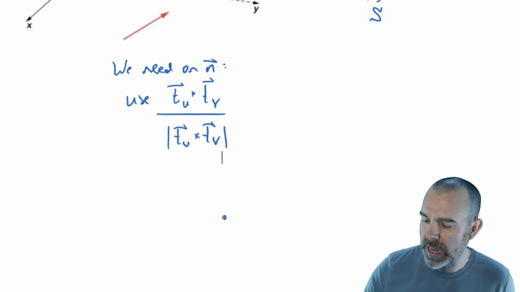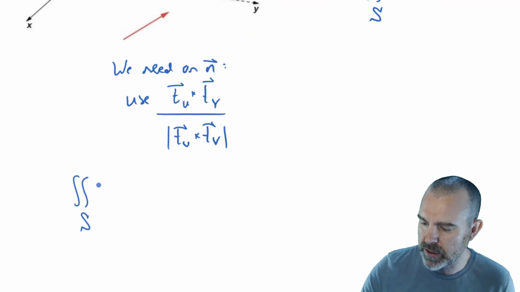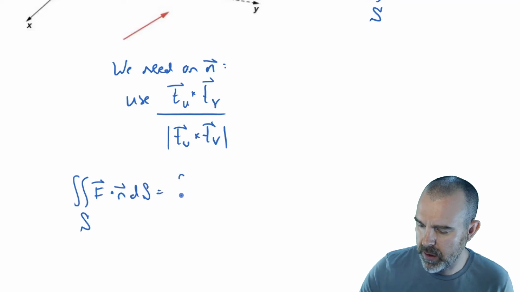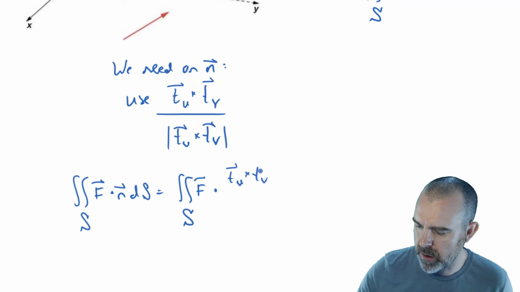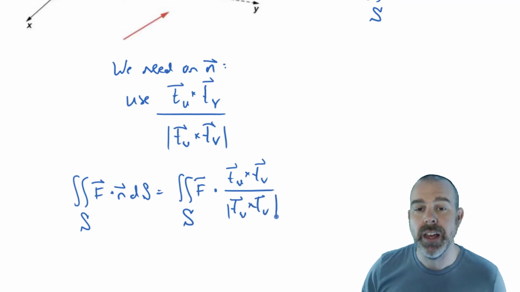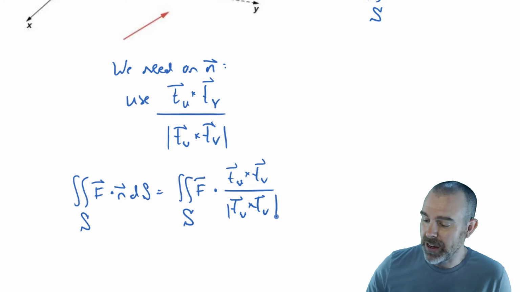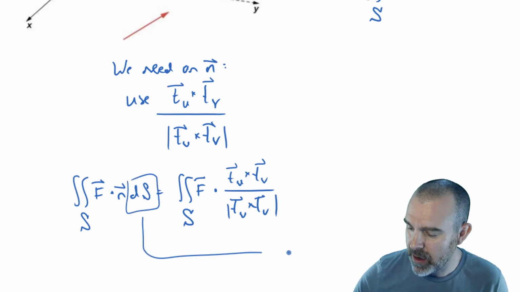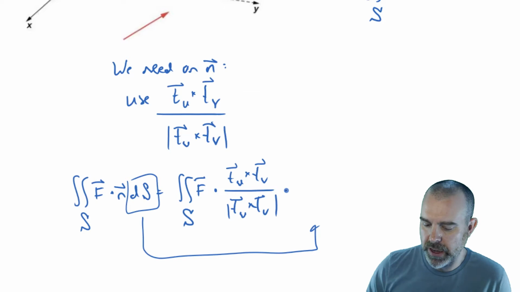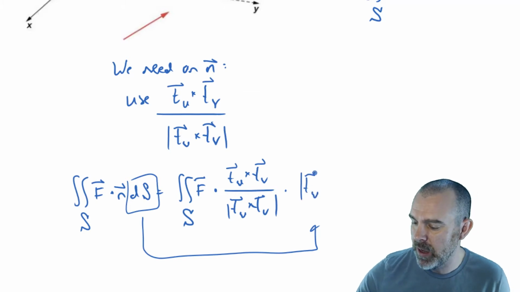Okay, well, let's look at what that surface flux integral becomes, just substituting in that unit normal vector that we found. Now dS, we did this before, you can check your derivation there. That is the magnitude of that cross product, dA.